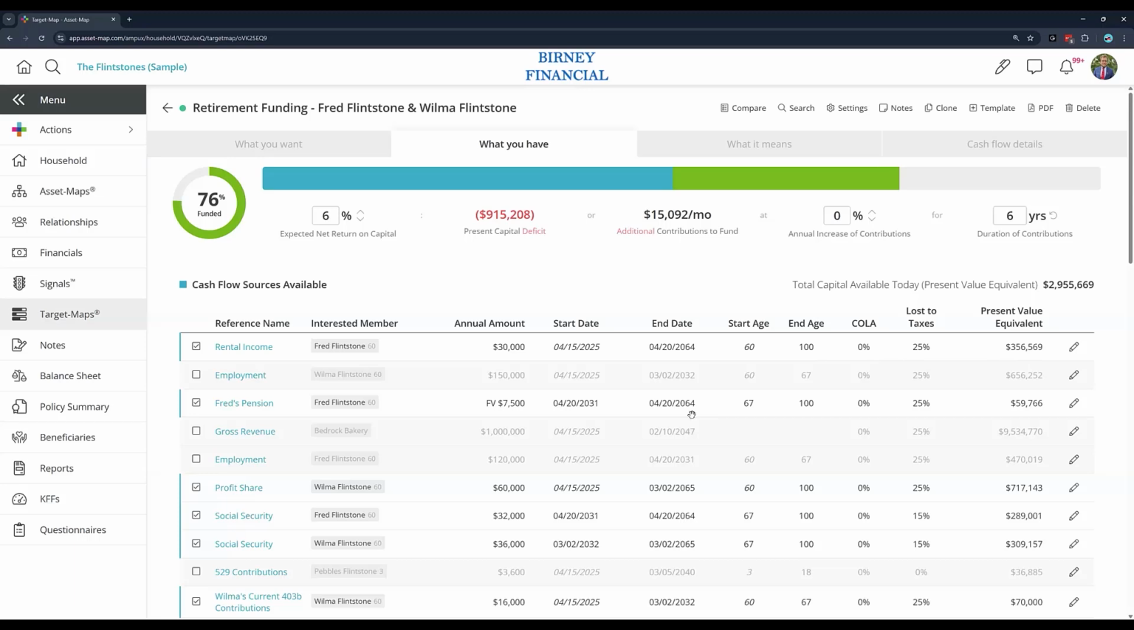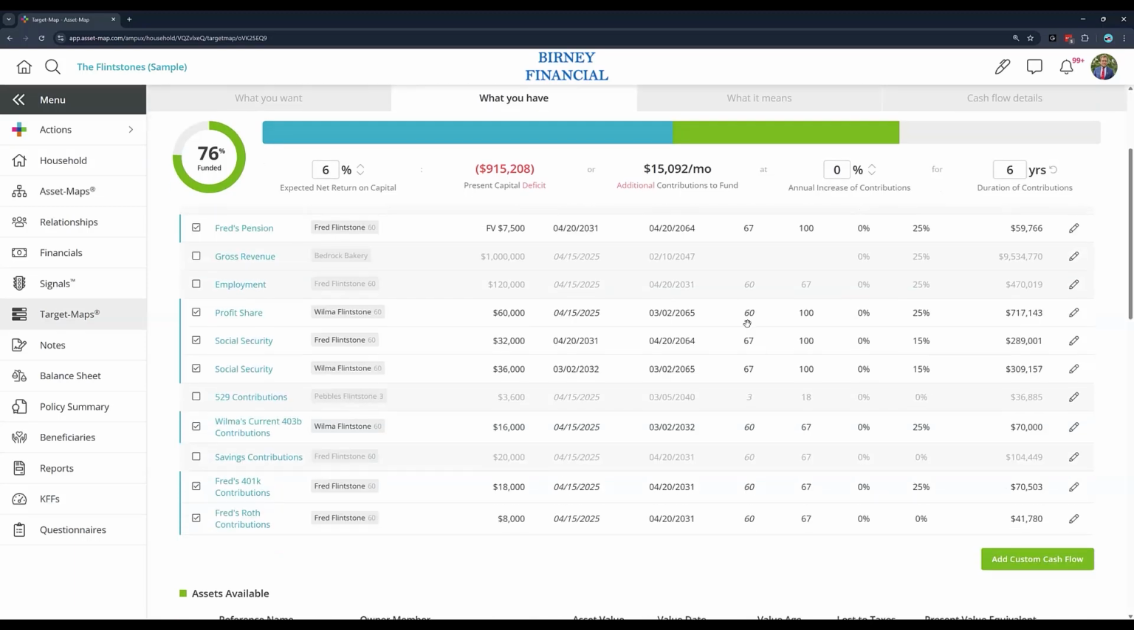Then we have friend's pension down here. Small pension, but coming in forever. About a quarter for taxes. That's about $60,000 in present value. Wilma's profit share, is she running her business for 40 years? I have no idea, but for now, she has no plans to sell it, so we keep it on there. A quarter for taxes every year, that's about 717.